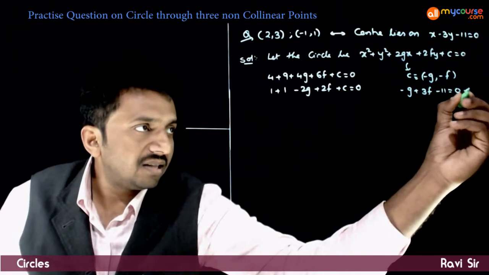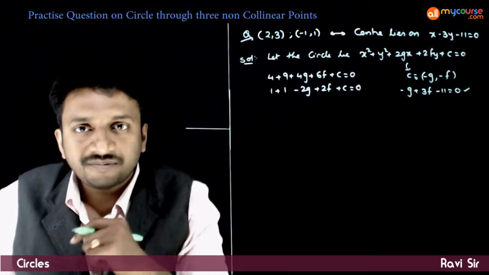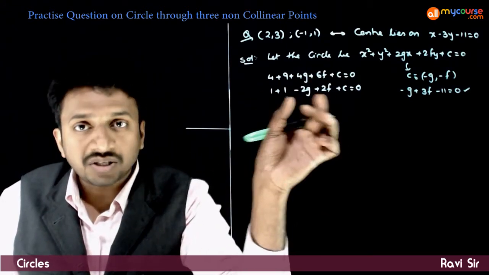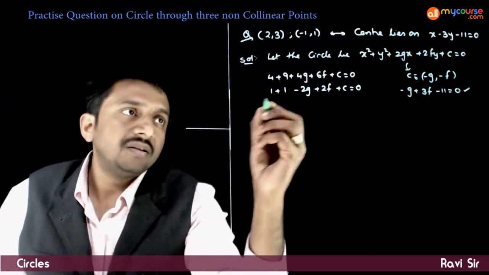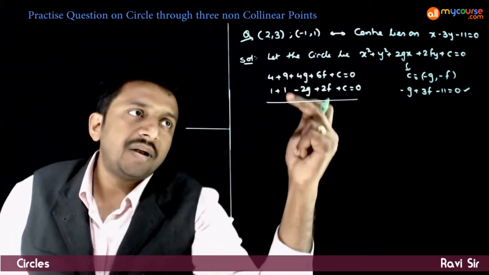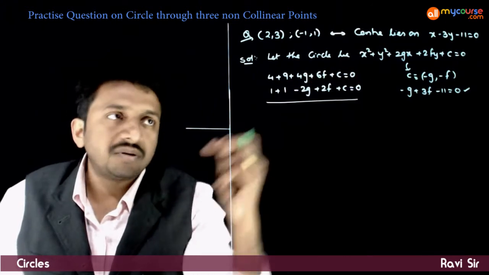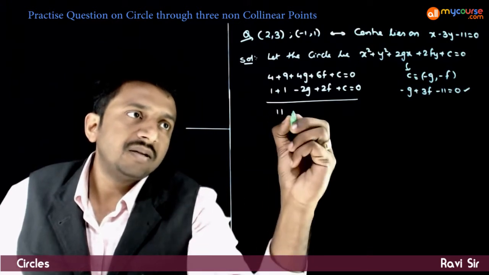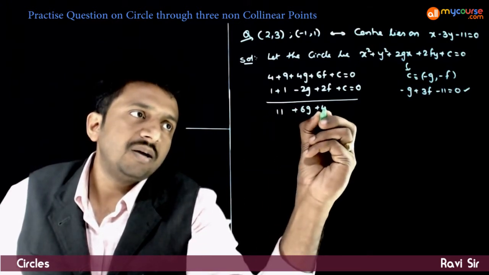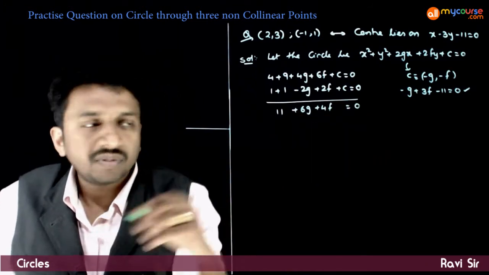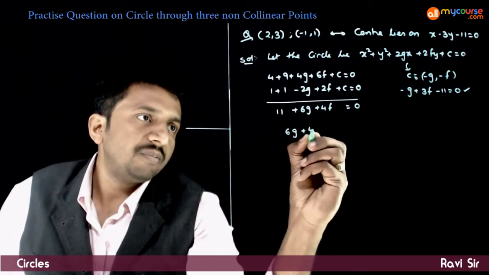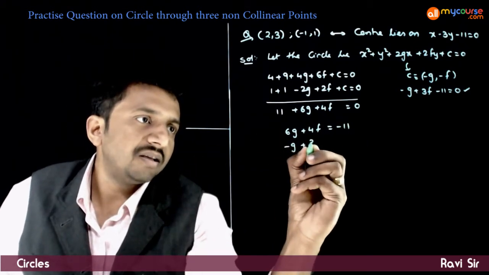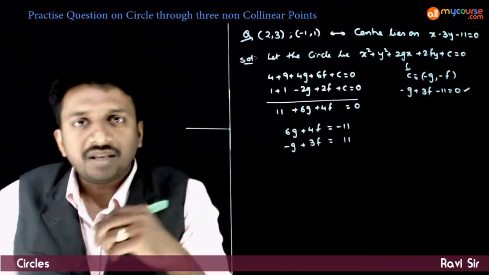So you can clearly see that the third equation is in terms of g and f. So if you can eliminate c from these two equations, you get another equation in g and f. You can solve both of them. So if you subtract one from the other, I'm trying to cancel this c out. So 13 - 2 = 11, plus 6g + 4f = 0. So 6g + 4f = -11, and -g + 3f = 11.